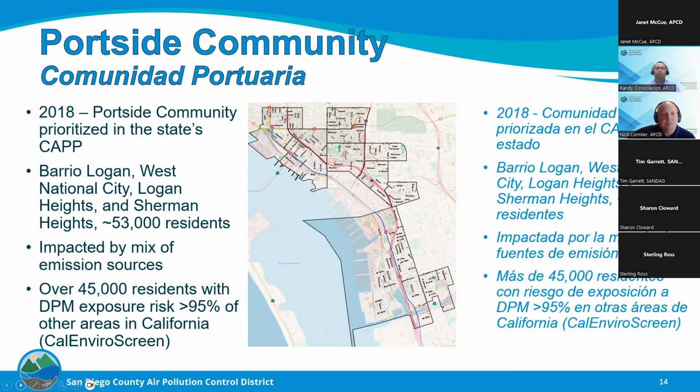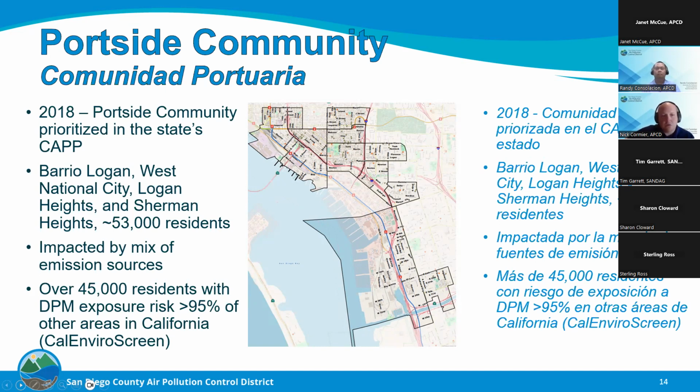In 2018, the California Air Resources Board, or CARB, recognized the Portside Environmental Justice Neighborhoods in San Diego County as one of the 10 initial areas statewide to be prioritized in the state's Community Air Protection Program, or CAP. Portside is comprised of several neighborhoods, including Barrio Logan, West National City, Logan Heights, and Sherman Heights, with approximately 53,000 residents. The community is impacted by a mix of emission sources, including operations from the nearby Port of San Diego, on-road and off-road freight, rail, and other industrial businesses.